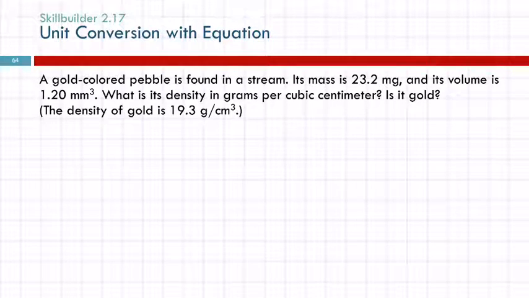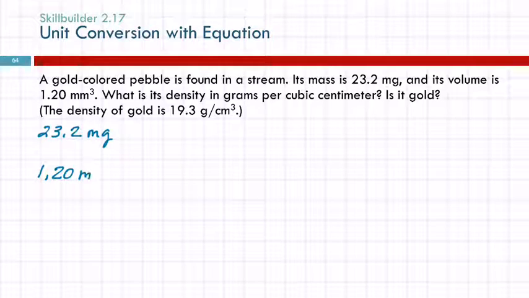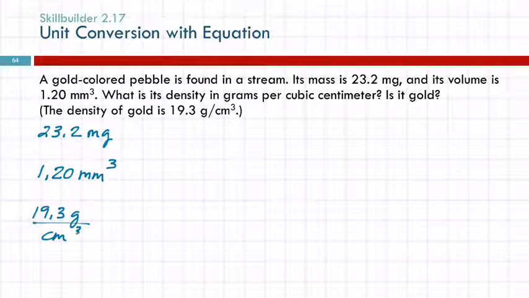So I've got some numbers here. Let's write them down. 23.2 milligrams. 1.20 cubic millimeters. And 19.3 grams per cubic centimeter. So those are the things that were given, and what do they ask us to find? Density. Okay, so we're supposed to find the density.